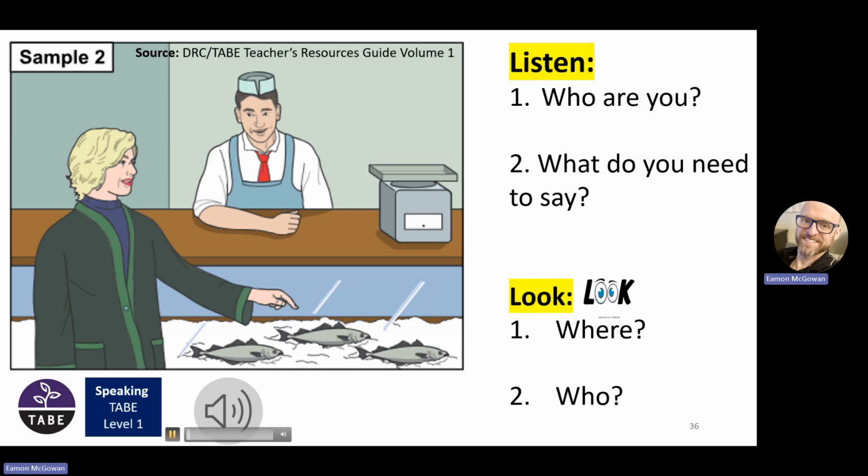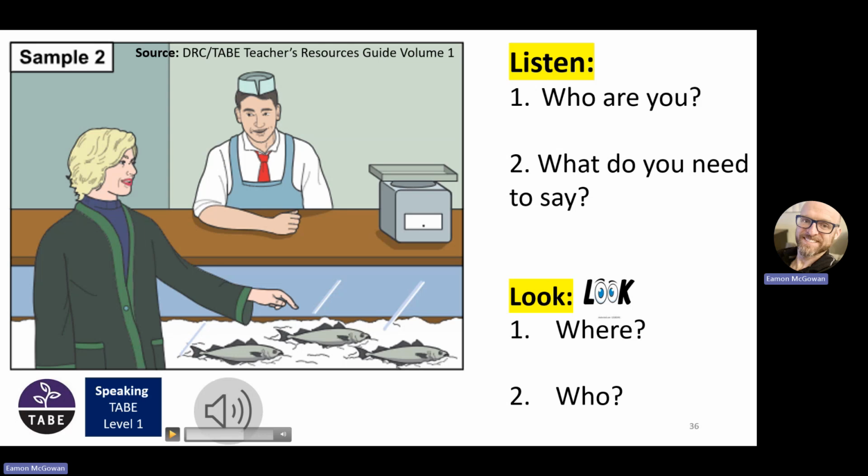Now you will hear a different type of question. You will pretend to be a person in a picture. Look at sample 2. Pretend that you are the woman. You want to know the price of the fish. What do you ask? Press the record button. What do you ask?